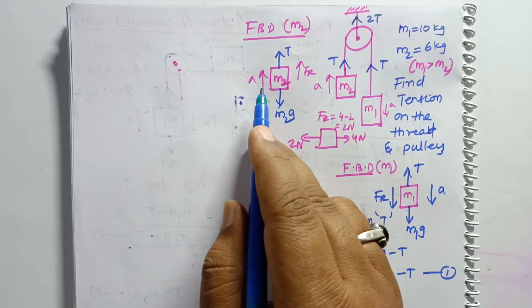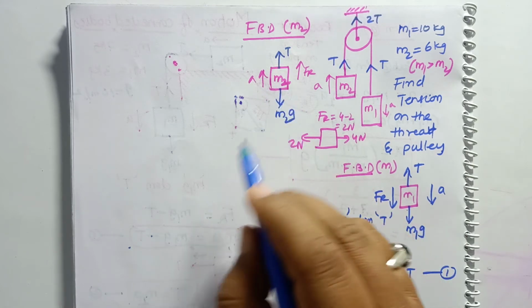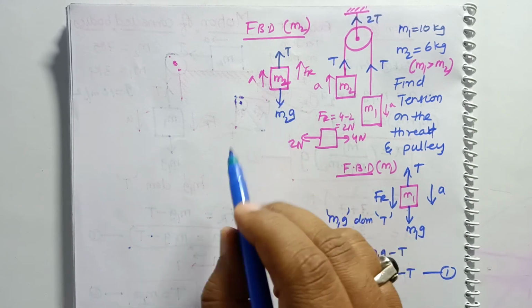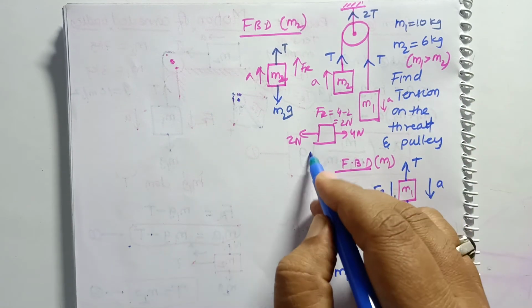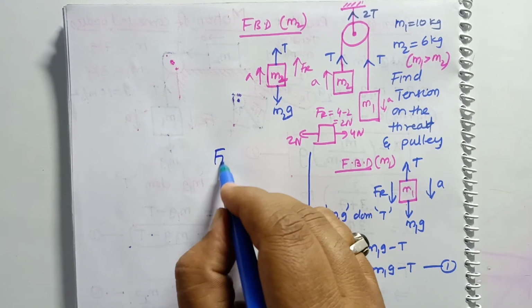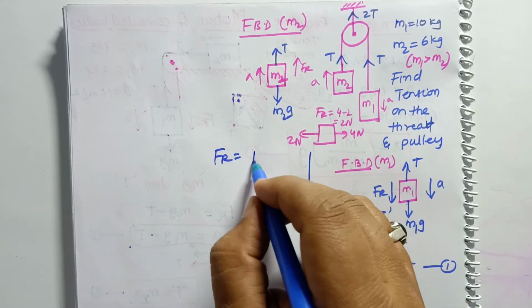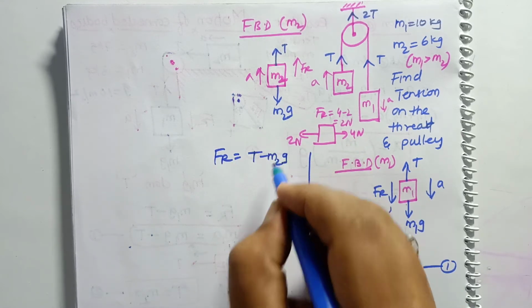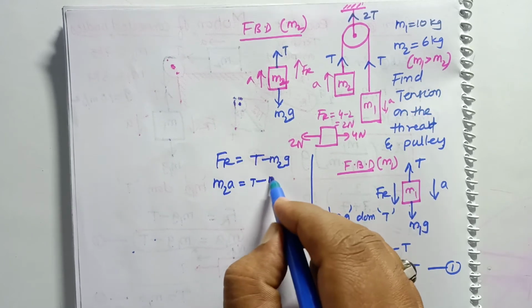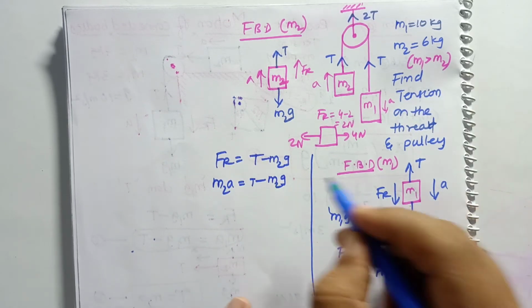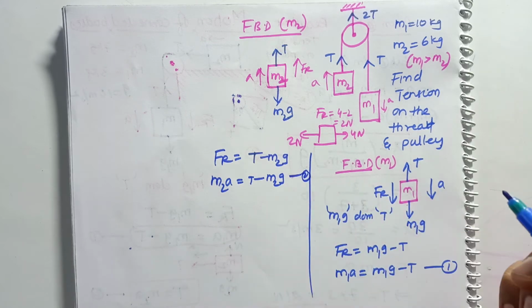Now just see here, free body diagram for mass M2. As the resultant force is acting upwards, the resultant force is going to be tension minus M2 into G. Resultant force is equal to M2 into A, so tension minus M2 into G equals M2 into A. This is considered to be equation number 2.